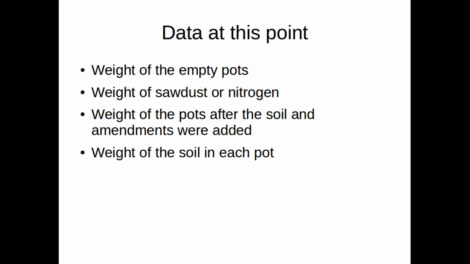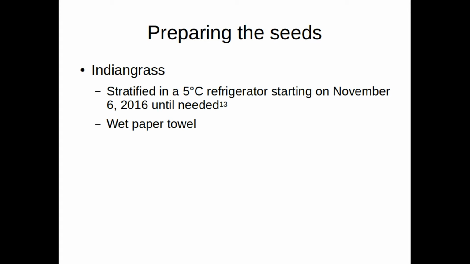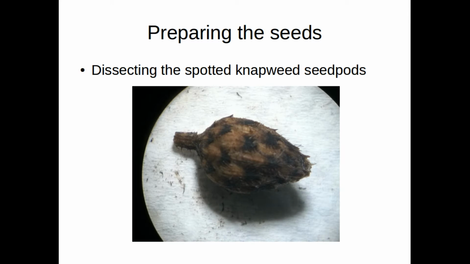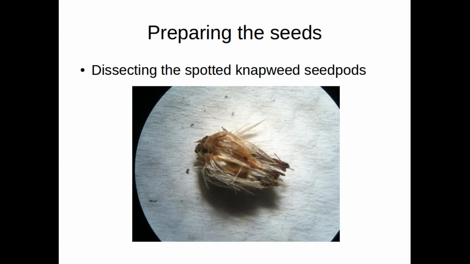results. The Indian grass seeds were stratified in plastic bags with wet paper towels at 5 degrees Celsius. Spotted knapweed was stratified in the same way as the Indian grass, but was left in the seed pod. After stratification, the spotted knapweed seeds were removed from the seed pods. An intact seed pod can be seen on the screen. Each seed pod typically had around 3 to 5 seeds inside.